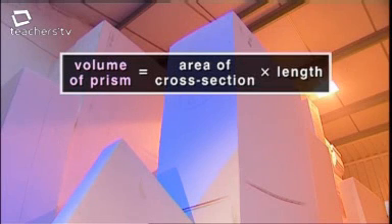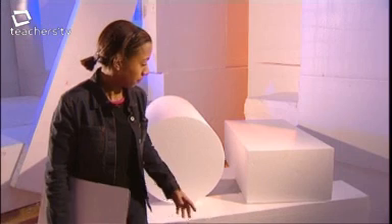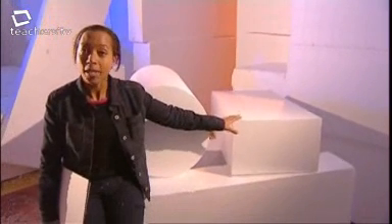To calculate the volume of a prism, there's a simple rule to remember. The volume equals the area of the constant cross-section multiplied by the length. For some prisms, like cuboids and cylinders, it's written as the volume equals the area of the cross-section multiplied by the height. For a cuboid, it's pretty simple.